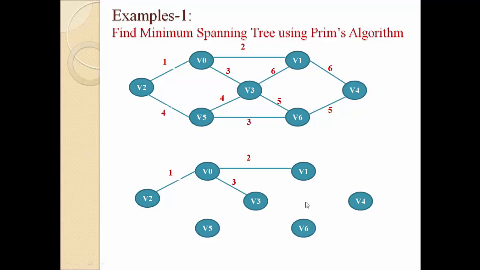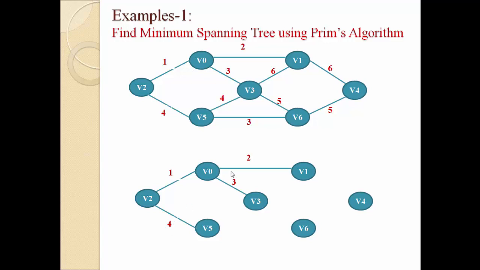So now we have one choice, that is V1 to V4 which has a cost 6, V1 to V3 which has a cost 6, V3 to V4 which has a cost 5, V3 to V6 which has a cost 5, and V2 to V5 which has a cost 4. So we have two options, one is V3 to V5 which has a cost 4 and V2 to V4 which has a cost 4. But alphabetically if we consider, then we have to choose V2 to V5. So our next choice is V2 to V5 and the cost is 4.